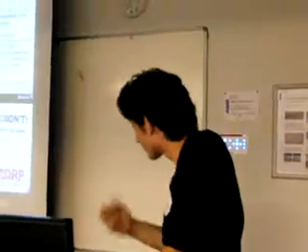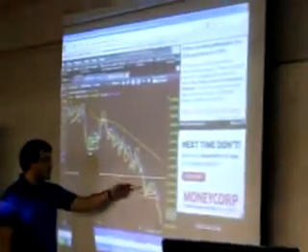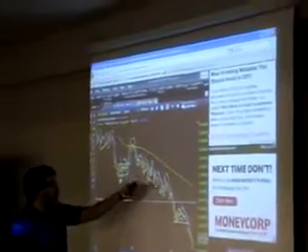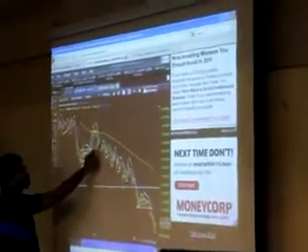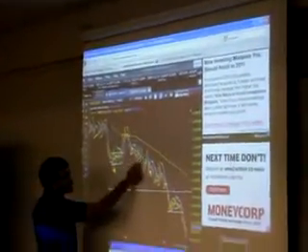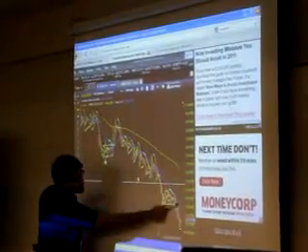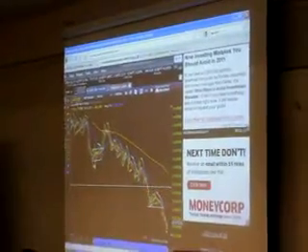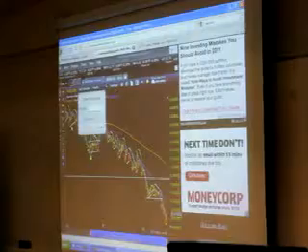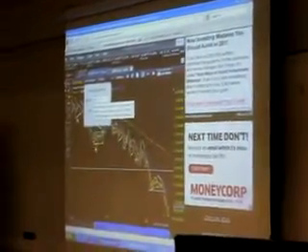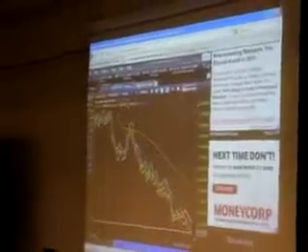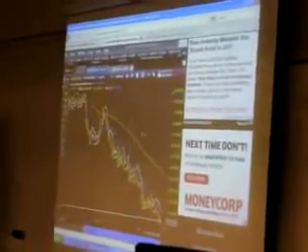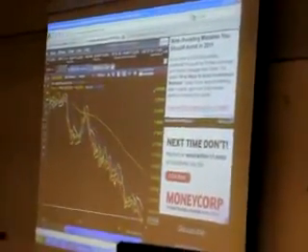And you could use many forms of resistance. One form is obviously the resistance and support lines, like these. The other ones would be your moving averages. You can see the price kind of honors the 50 moving average. So you can put your stop losses just above that and give you a nice, what's the right word? A stop loss that's moving with your trade. Yeah, tracking stop loss. I think that's what you call it.